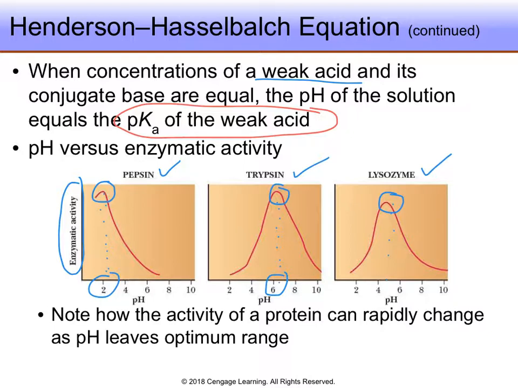And that's because each one of these enzymes has a different, what we call, pKa value. And we're going to get to a little bit more of this detail when we start talking about amino acids in the next chapter. So stay tuned.